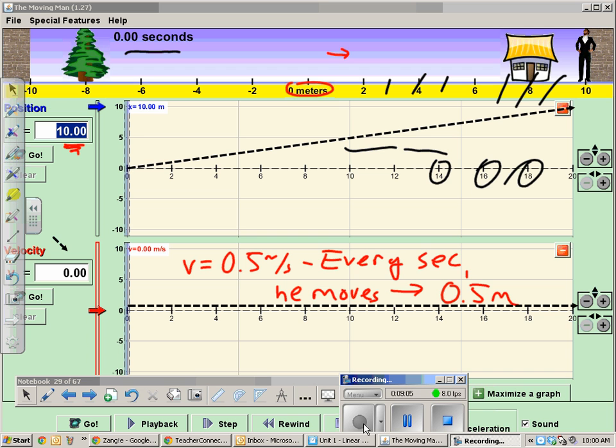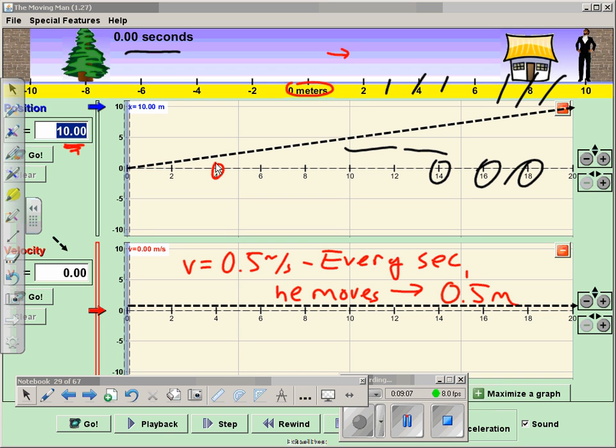You can see that as time goes on, like after 4 seconds, for example, his position is about 2. After 8 seconds, his position's about 4. So as time goes on, his position is increasing. It went 2, 3, 4, 5, 6, and so on. Okay, so let me clear up the graph.